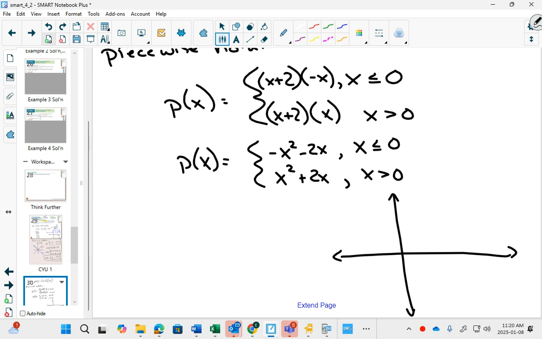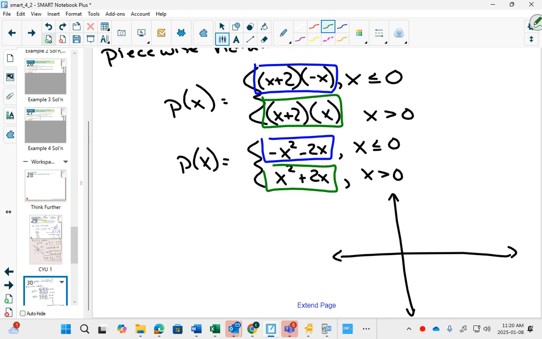Those are both parabolas. You have one parabola opening up, one parabola opening down. I am going to graph this one in blue with a dotted line, this one in green in a dotted line, and then draw the final one in purple that shows both pieces.